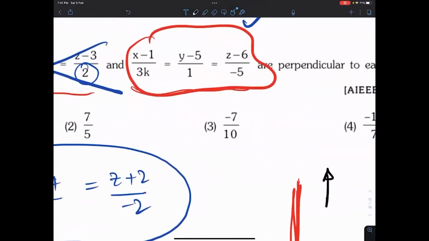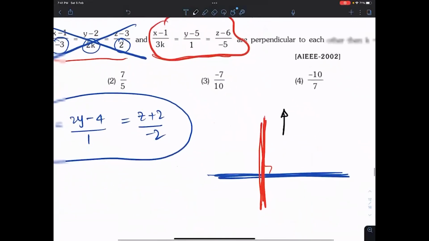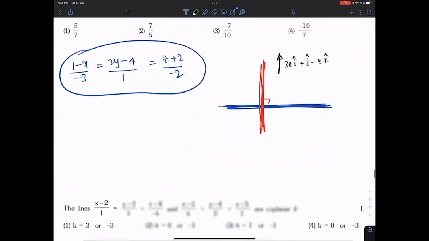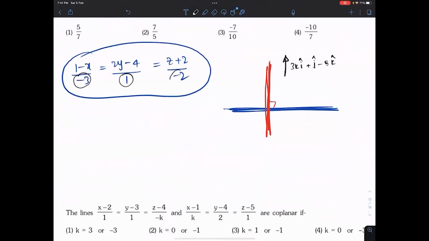First one, 3 i cap plus j cap, z component is minus 5 times k cap. Second one, x component, y component, z component. If I write like that, that is minus 3 i cap plus j cap minus 2 times k cap, then it is wrong.